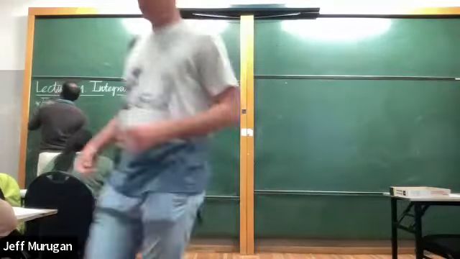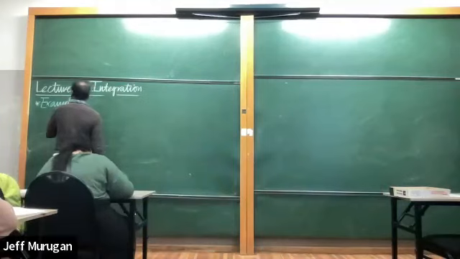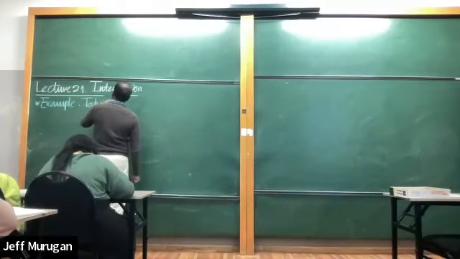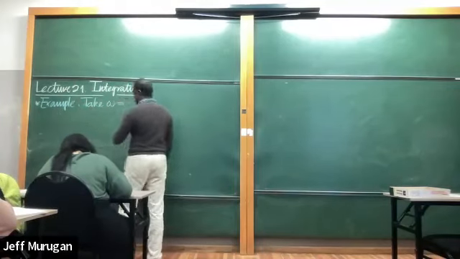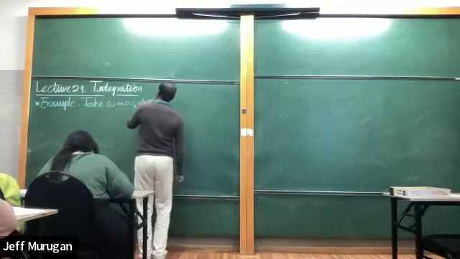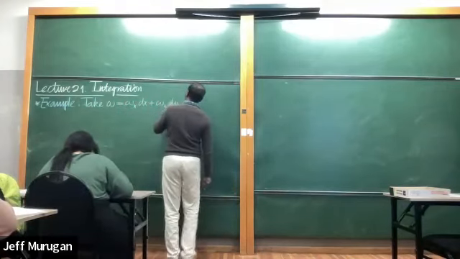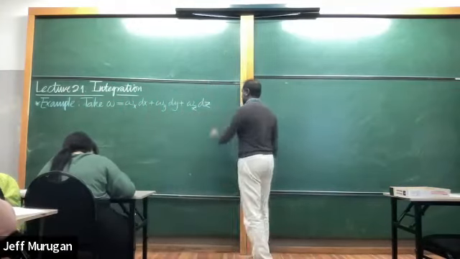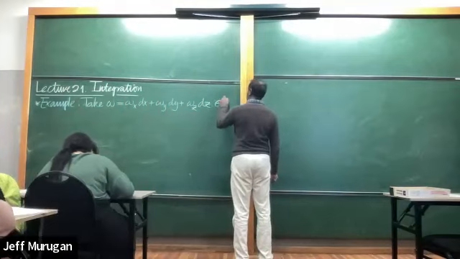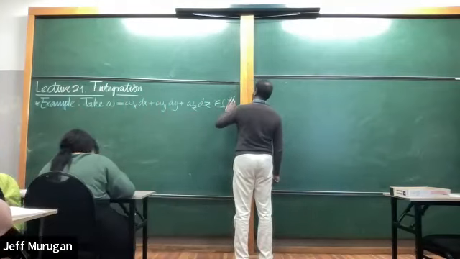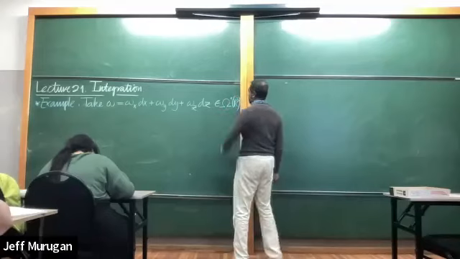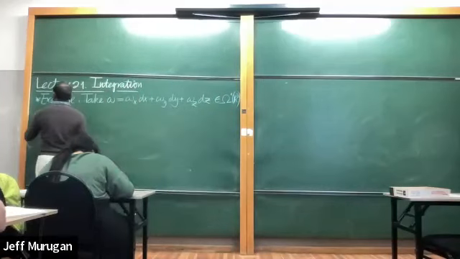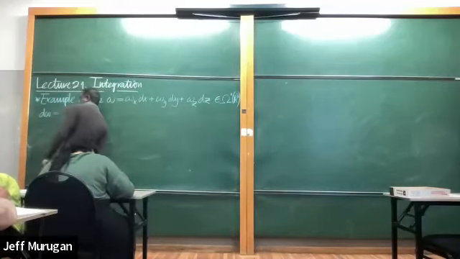So continuing with our example, I'm going to take again omega equal to omega x dx plus omega y dy plus omega z dz as a one form on R3. And I want to calculate what d omega is, the derivative of omega.